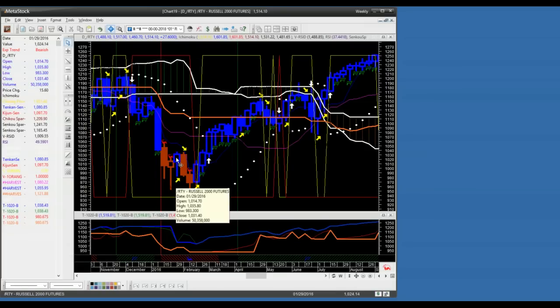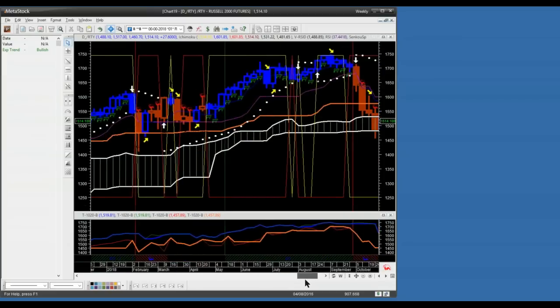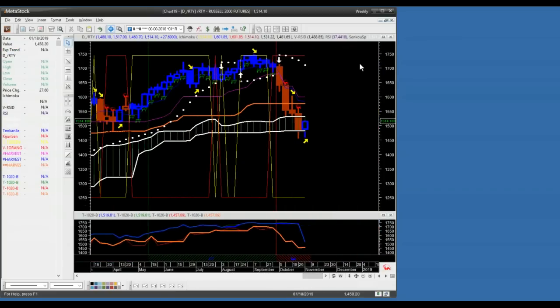It warned you here that the market was getting ready to rally. Then you got here, said, okay, bear's coming, boom, it did. Then look at that rally. You can go anywhere you want. It tells you exactly what's what.